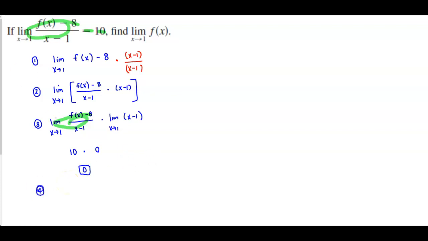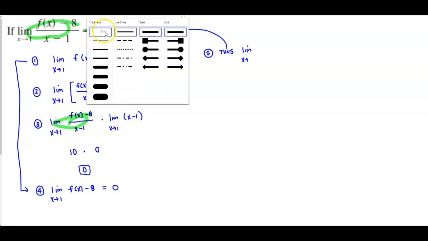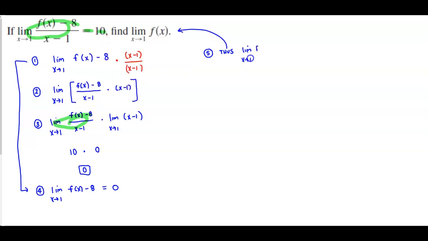So what that tells us is that from the very beginning, we know that the limit as x approaches 1 of f of x minus 8 is equal to 0. Now, let's continue then. Thus, if we look at this statement here, the limit as x approaches 1 of f of x can also be written as the following.